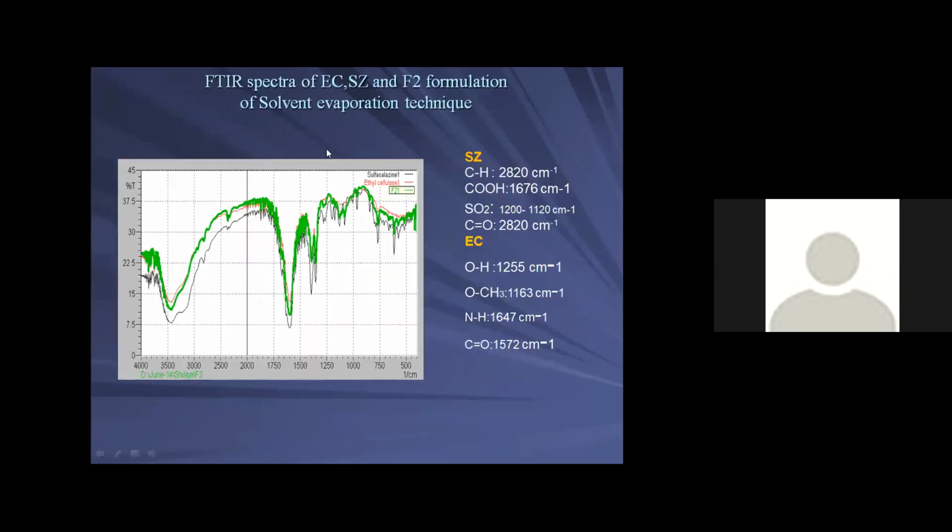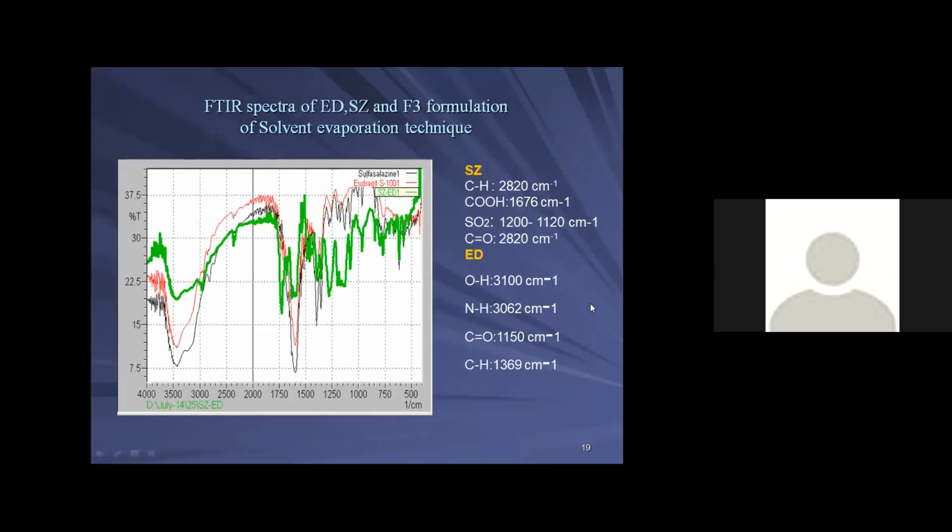This is the FTIR spectra of the polymer, the drug, as well as the formulation. All 3 were compared. In the formulation, we didn't find any additional peaks. Whatever peaks are there in ethyl cellulose and sulfasalazine, the same peaks were observed in the formulation also. From this we came to know that there is no drug-polymer interaction, so there is no incompatibility. This is the FTIR spectra of the second polymer.